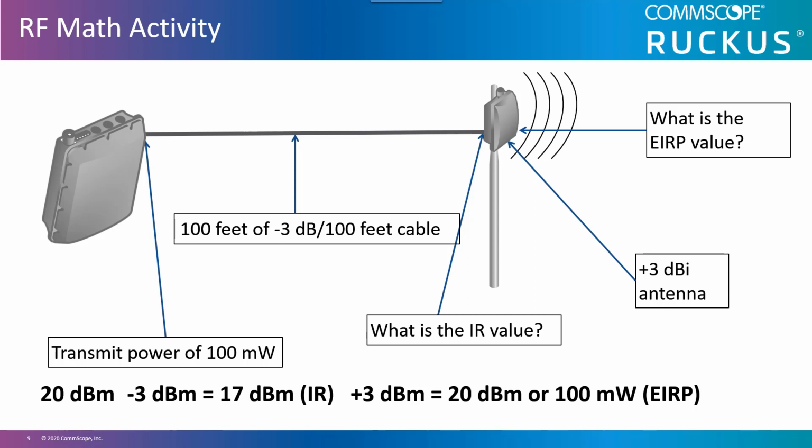Then you can do the math for the IR value plus the gain of the antenna, and that will get you close to what's actually going in the air with the tens and threes. Or if it's not an antenna that is evenly configured with tens and threes for its gain, you would use an RF calculator and you would punch in the numbers and it would tell you exactly what should be coming out in the air.